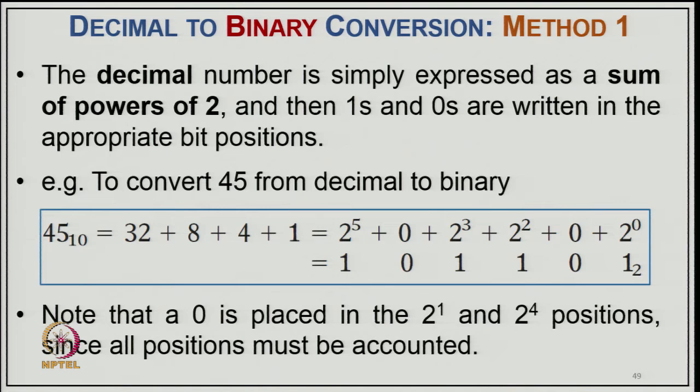So, this comes out as 1 0 1 1 0 1 at the base of 2, that is a binary number. Note that 0 is placed in the 2 to the power 1 and 2 to the power 4 positions, since all positions must be accounted for when you convert from decimal to binary. So, that is method 1. It requires more logical thinking.